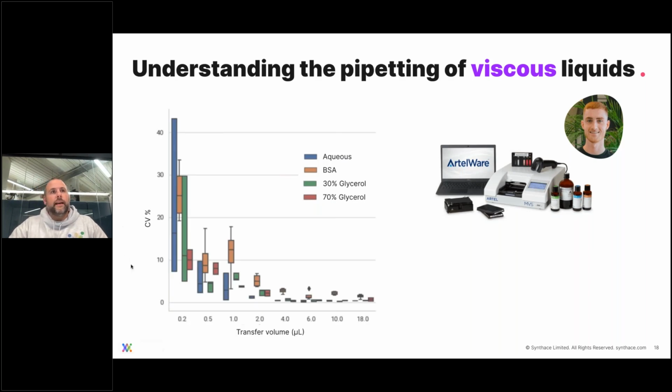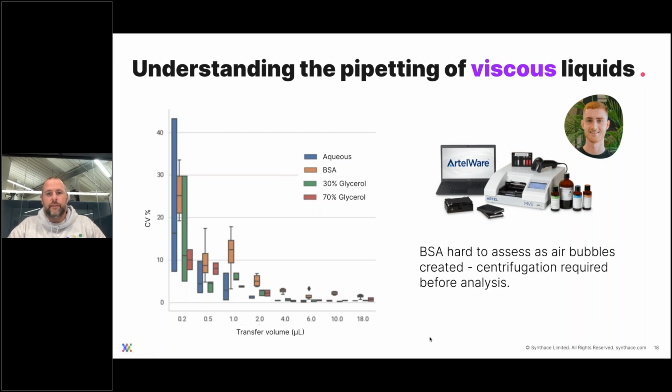Here you can see the precision of the different volume transfers from 0.2 microliters to 18 microliters. You can see the BSA solution in orange is particularly problematic and has higher imprecision compared to the other liquid types. And this was in large part due to it creating air bubbles being prevalent in the destination well after it was dispensed using the specific liquid class.